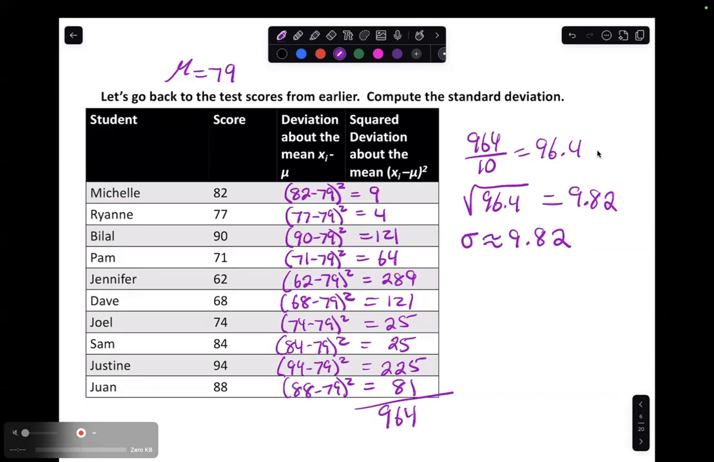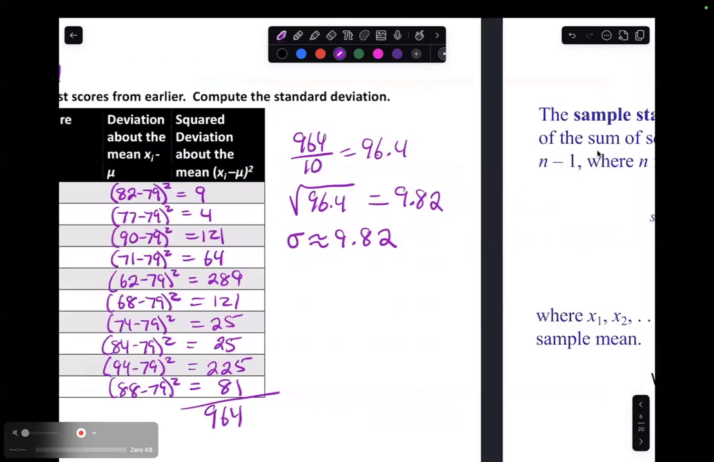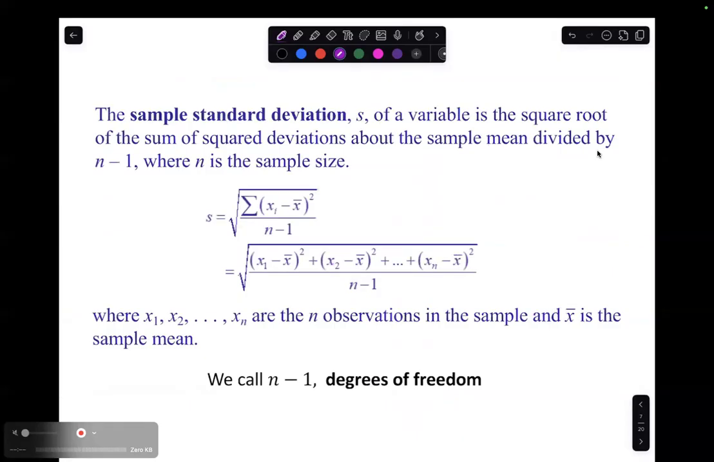So it's kind of telling us how spread out the data is. You're going to get a little bit more picture of what it is once we hit empirical rule in a few slides. So I'll give you a better picture. All right, I'm going to jump to the next page. We're going to talk about sample standard deviation.